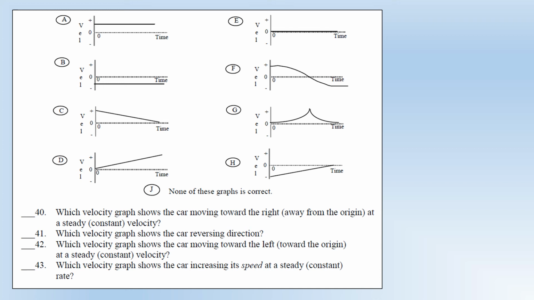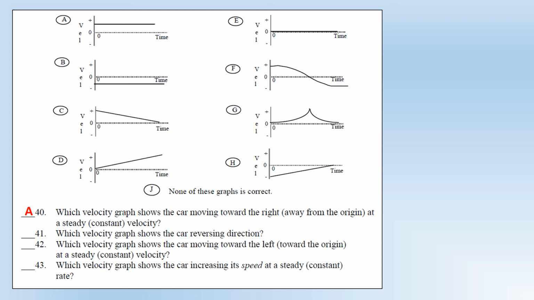So have a crack at that now, and then we'll review your answers. All right, so first off, which velocity graph shows the car moving to the right at constant velocity? That's clearly graph A. The velocity is constant, so that's graph A.